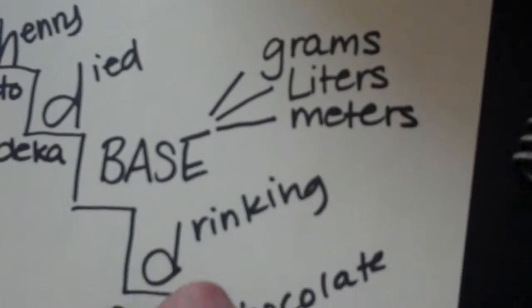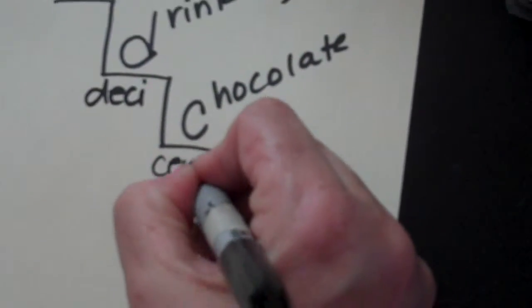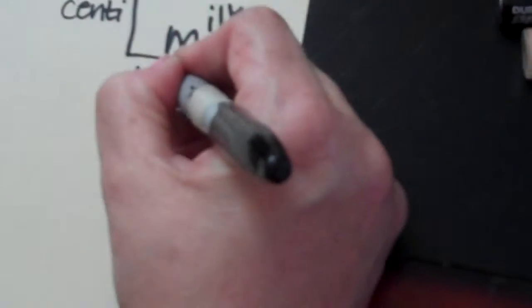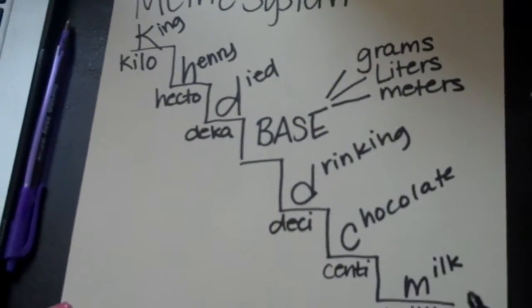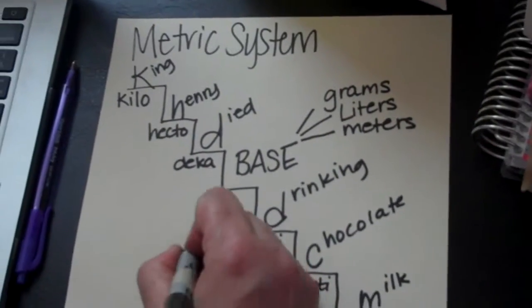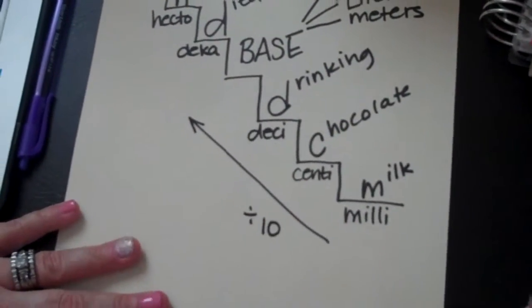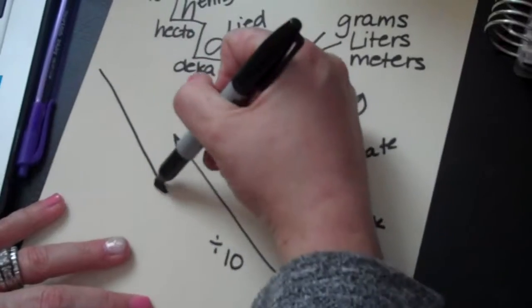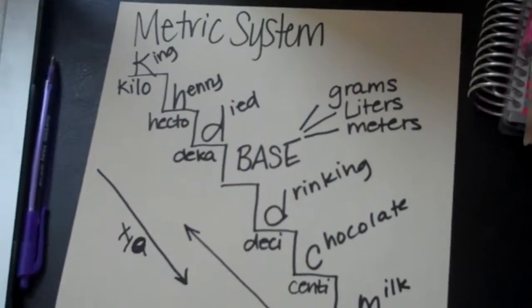D for drinking is deci. C is centi. And M is milli. And like I said a minute ago, as you travel to the left, up, you're going to divide by a unit of 10. And as you travel down the steps, you're going to multiply by a unit of 10. And I'll show you what that looks like in just a minute.